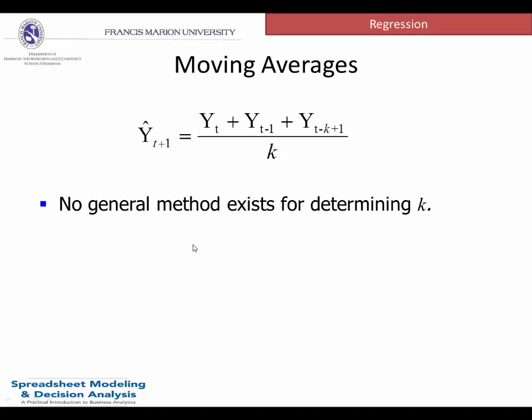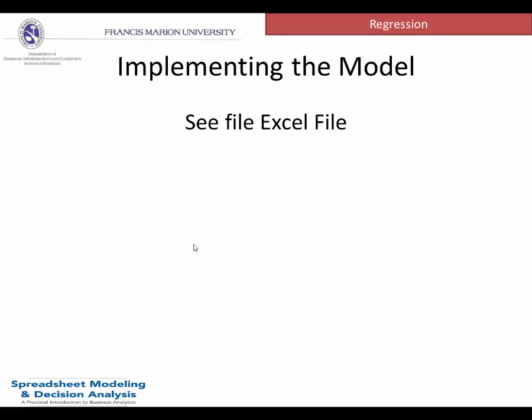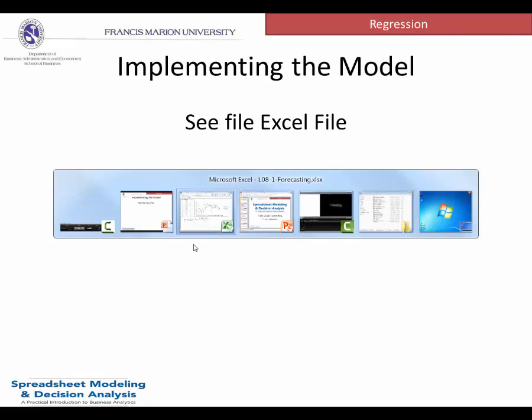There's no general method for determining k. We try out several values of k and see what works best. The larger k is, the flatter your forecast is going to be. It does not take into account the fluctuations. The smaller the number of periods you take, the more you take fluctuations into account. So let's look at implementing the model.